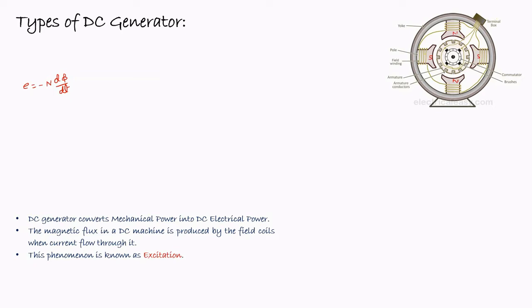The poles of the machine are always in even numbers. It may be 2, 4, 6, 8, and so on. So the magnetic poles will always be in alternate order.